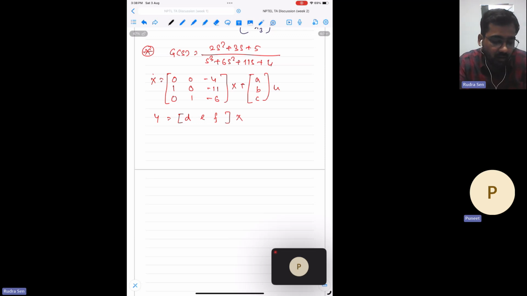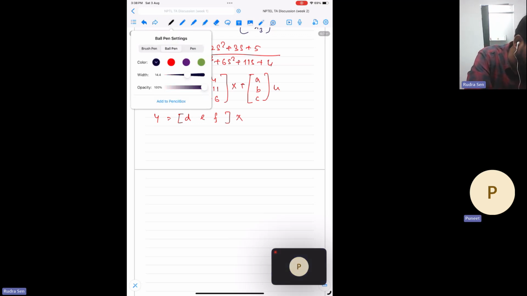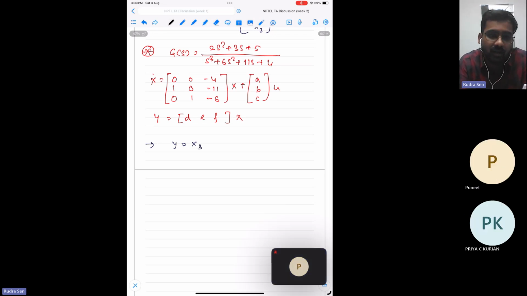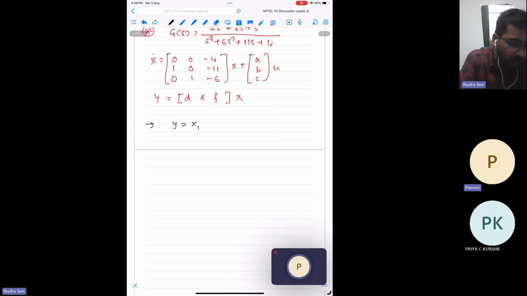So in the previous class, one student asked me about what I discussed with you, that I had chosen y equal to x3 at that point, and then accordingly I did all this calculation and got this observable canonical form. Now instead of x3, if I choose y equal to x1, do we actually get this kind of form or not? We will never get it.